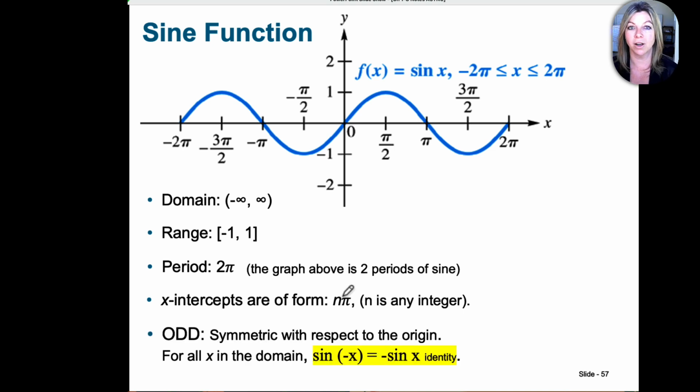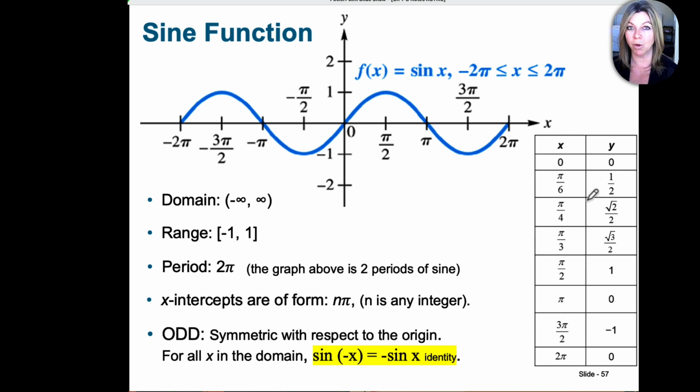Sine is an odd function. That means that it's symmetric with respect to the origin. For all x in the domain, if you take sine and you input a negative x into it, the output will be the negative of sine x. That's one identity that we're going to want to write down. We're going to be using that to work through any algebraic manipulations we have of equations in which identities are going to help us.